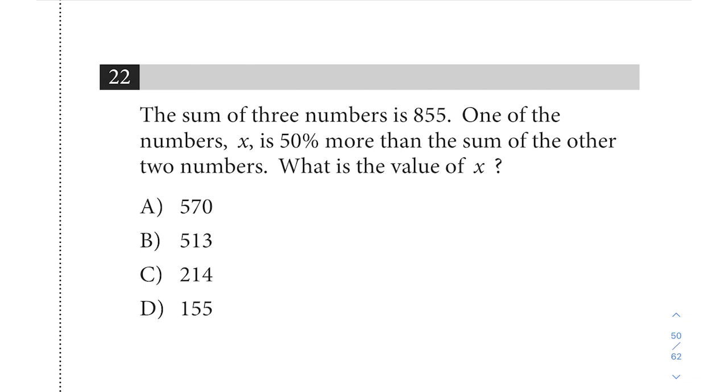The sum of three numbers is 855. One of the numbers x is 50% more than the sum of the other two numbers. What is the value of x? So let's see if we could write out a relationship here. We'll go statement by statement. The sum of three numbers is 855. So that would be like saying x plus y plus z.